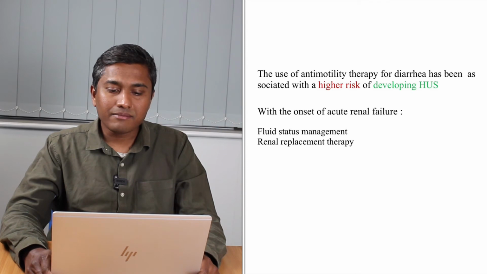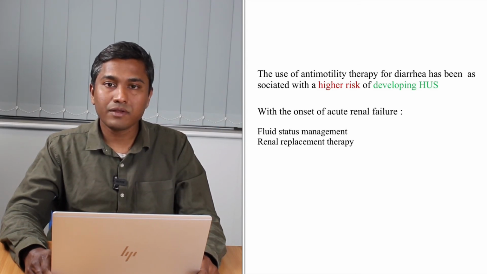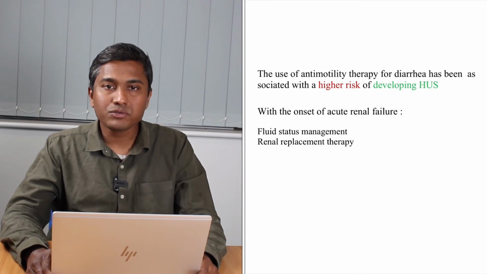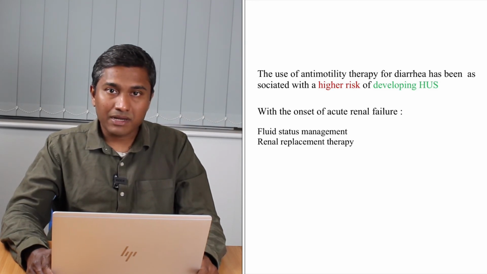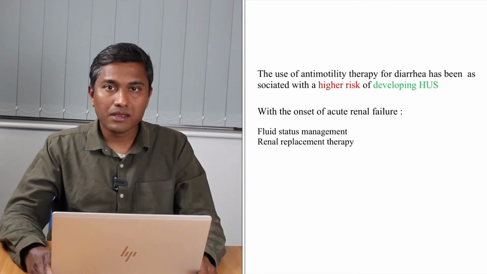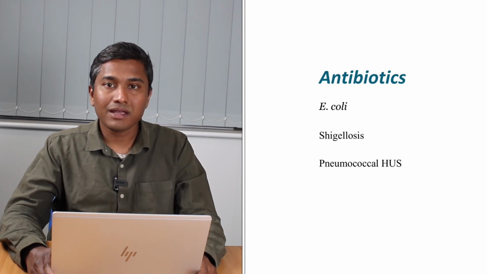The use of anti-motility therapy for diarrhea has been associated with higher risk of developing HUS. So it is best to avoid anti-motility therapy when you think that diarrhea is infectious in origin. With the onset of acute renal failure, fluid status management is paramount and patients may need renal replacement therapy. Antibiotics are indicated when there is suspicion of infections by E. coli, Shigella, and sometimes pneumococci.